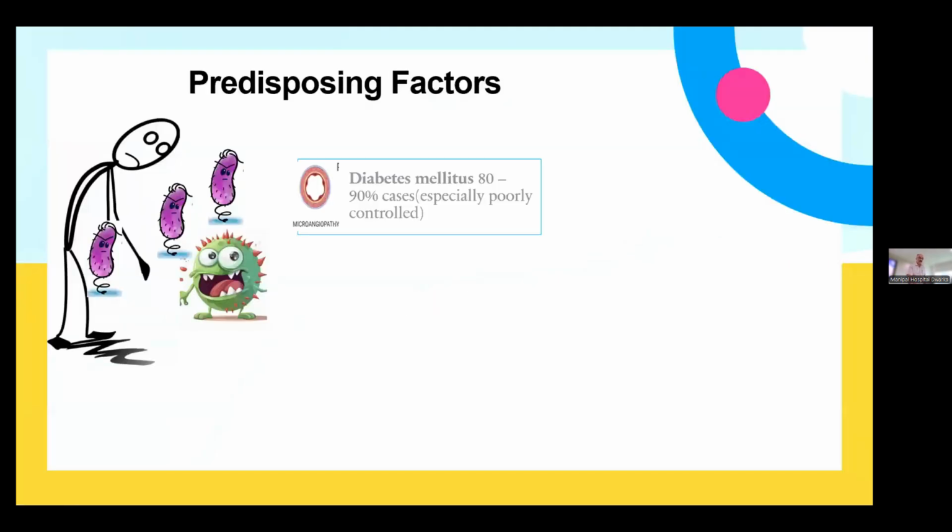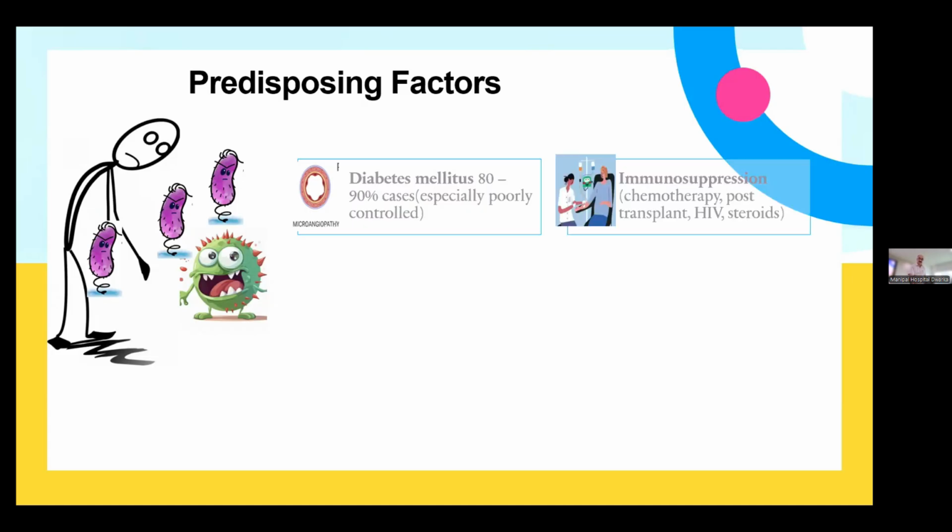Now, what are the predisposing factors? Diabetes, in 90% of cases, poorly controlled. So the marker is not your daily sugars, it is HbA1c. More than 6.4 is diabetes, 6 to 6.4 is pre-diabetic, but anything more than 7 starts the alarm. Then immunosuppression, chemotherapy patients, post-transplant, HIV, patients on prolonged steroids. This had happened during COVID also, the second wave of COVID.